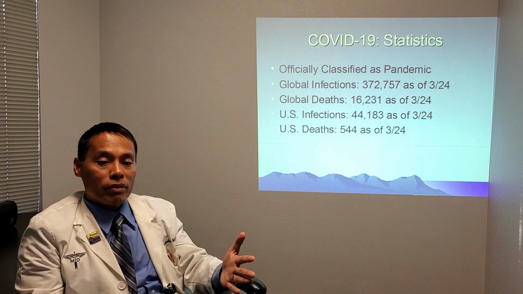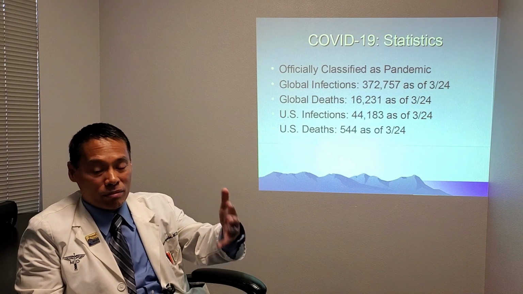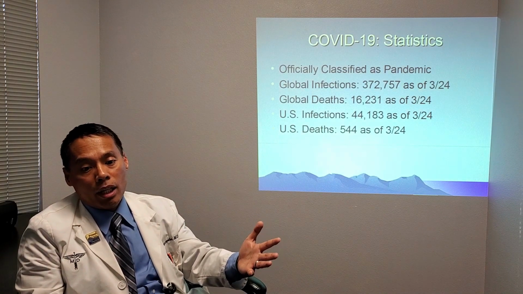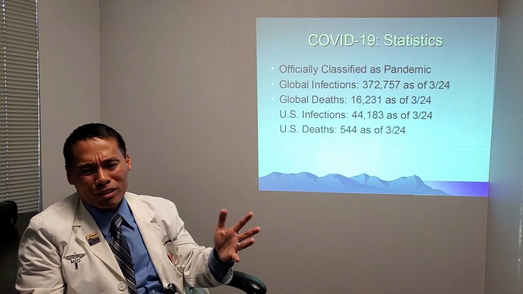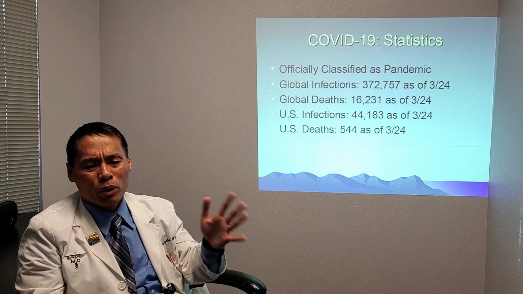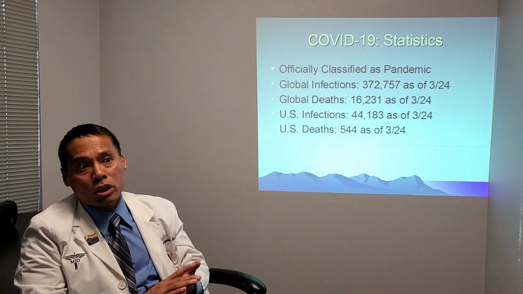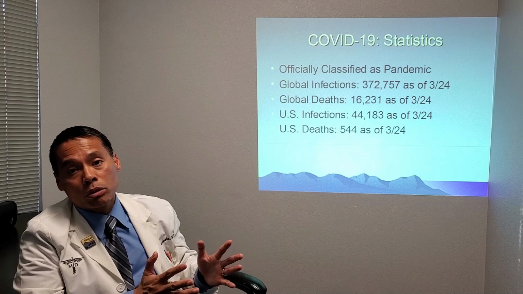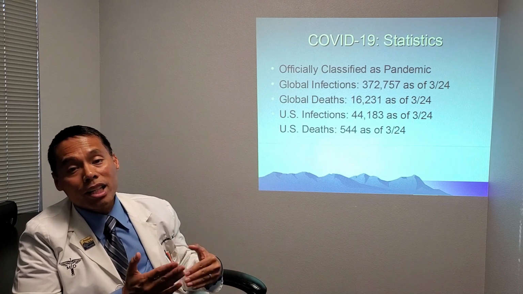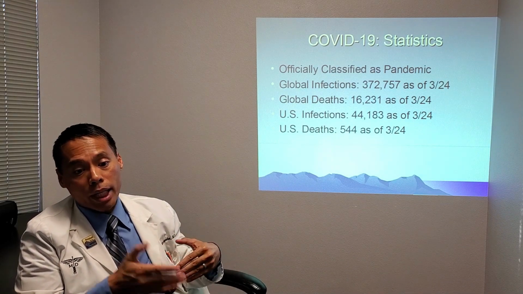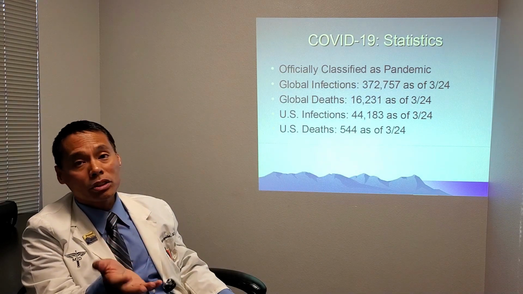So if you divide 544 by 150,000, that number comes out to, I want to say, 0.3%, which is far less than the 1 or 2% that you would calculate based on the actual confirmed cases that we have.